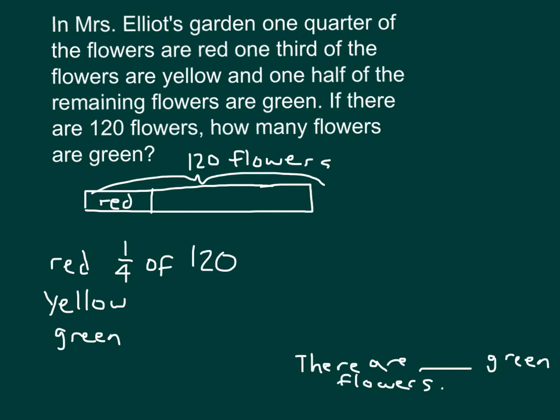Now 1/3 of the flowers were yellow. So we'll go ahead and label that there. Remember, that was 1/3 of the 120. And this was 1/4 of the 120. Now, the remaining flowers, we don't know that fractional part of that whole number, but we do know that that was green.